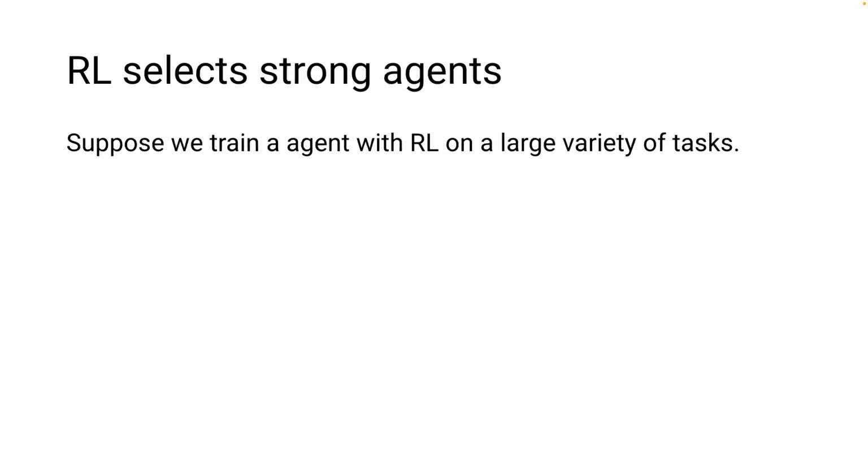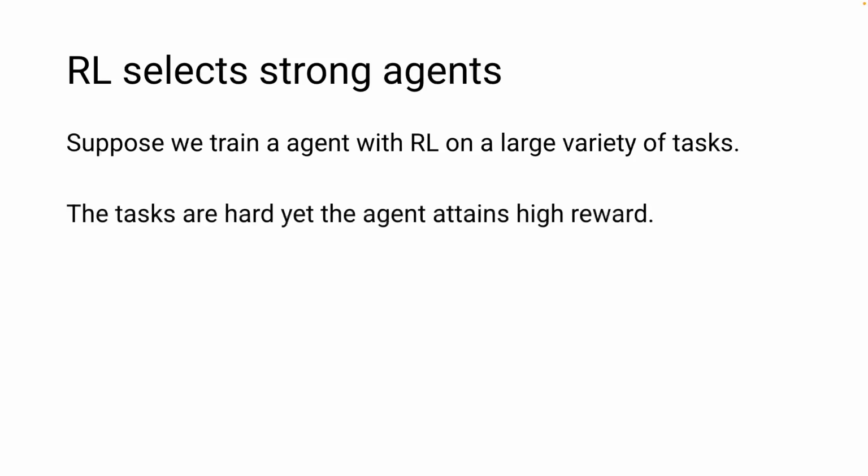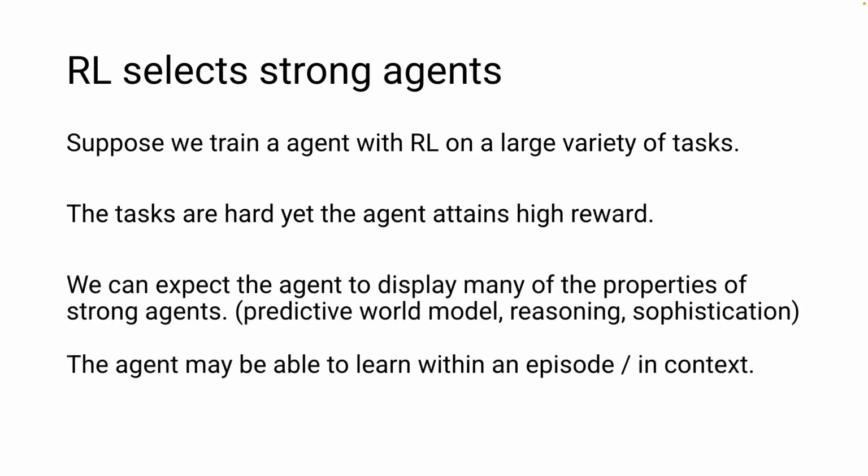Let's suppose we're training an agent with RL on a variety of tasks, and that the tasks are hard in some sense and quite varied, and yet the agent attains high reward. There's going to be some point at which attaining a certain level of reward requires really sophisticated behavior. So if we can build a system that gets above a certain level of reward, we expect it to have these properties of strong agents, like a powerful world model, reasoning, some sophistication, possibly even able to learn within an episode, or kind of in context.